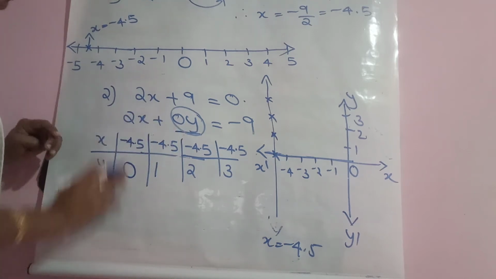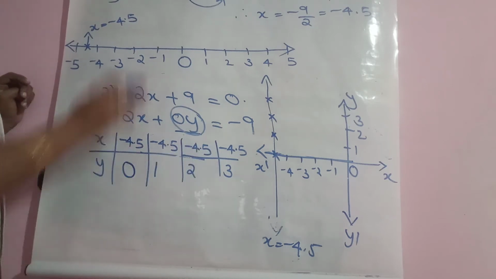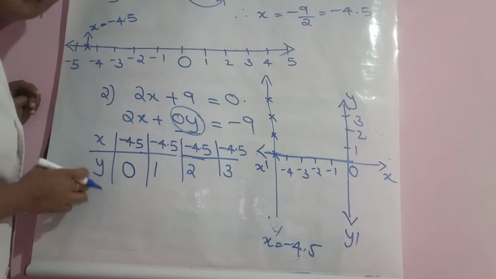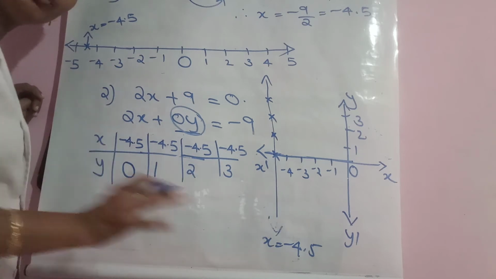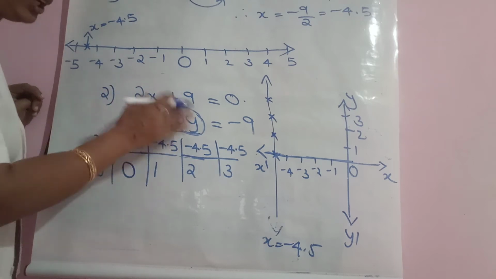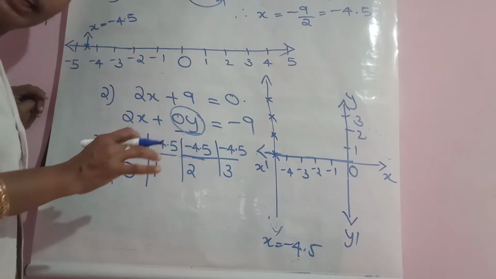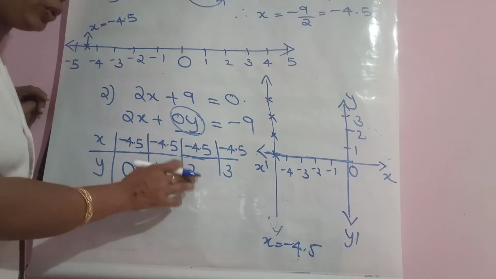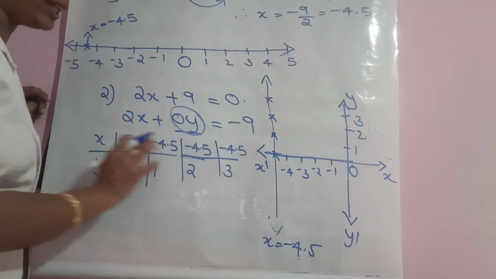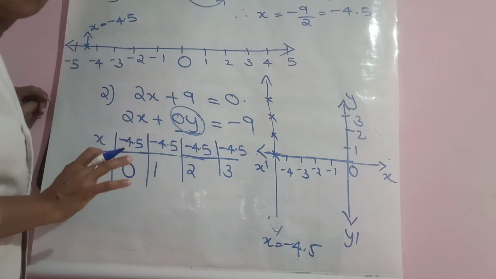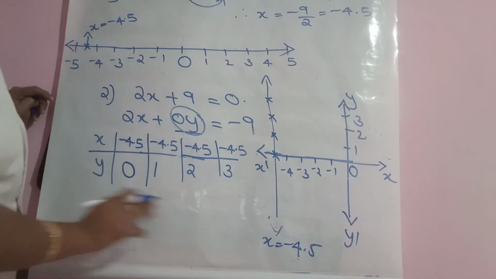So teacher has formed a solution table in this form. Which variable is given, that value only exists. The other variable you can give any value you like. X you can't change because x is fixed. 0y means there is no such y term. So whatever be your y value, 0, 1, 2 or 3, corresponding x values are negative 4.5, negative 4.5, etc. Now let us mark all these on a graph sheet.